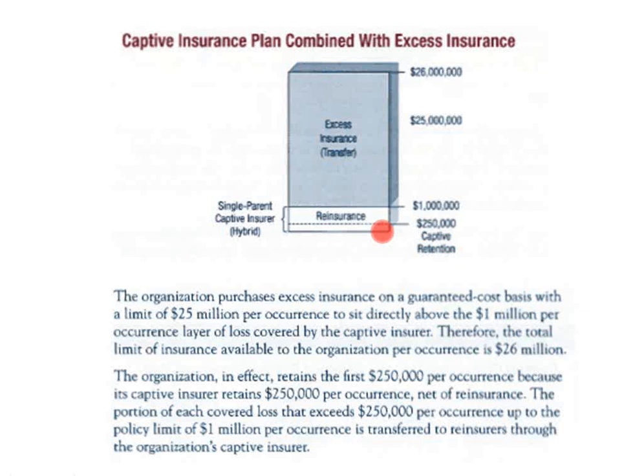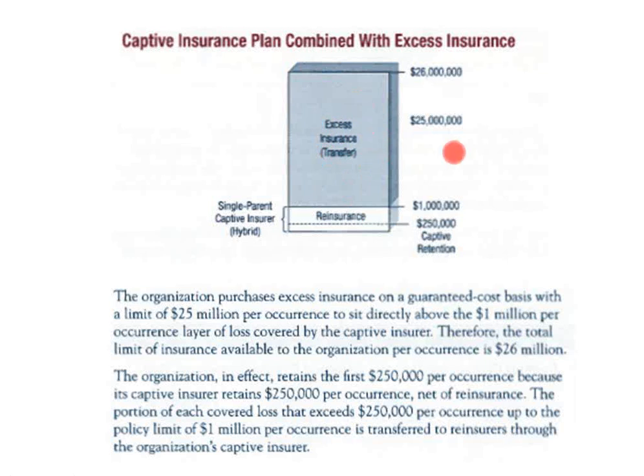But the assumption they're making under this example is that any of the captive's costs are going to be passed on directly down to the parent organization to absorb that first $250,000 self-insured retention. Okay, so that's the way they've set this up. Now, the reinsurance is up to $1 million, and then they have excess on top of it.